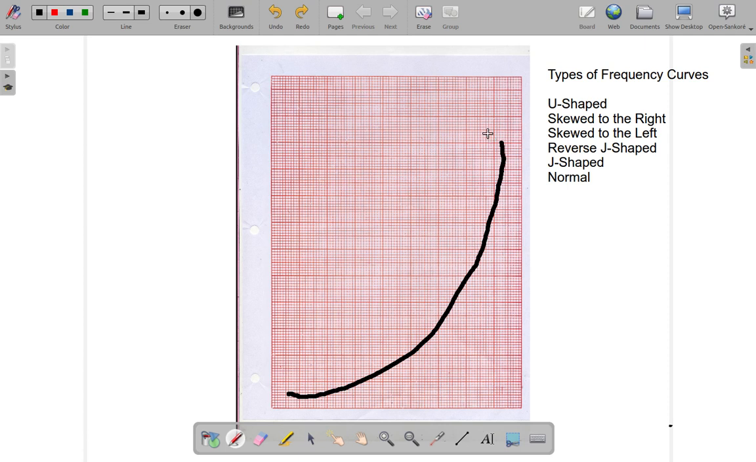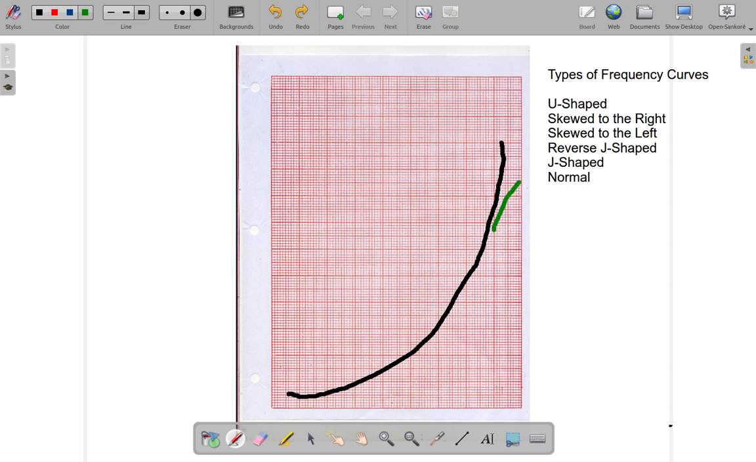The reverse J shape curve. Now you might say the letter J looks like this and it's shaped like a J, so why did they call it a reverse J shape? Well, I guess the J that they're talking about might be one that is turned sideways, right, like that.